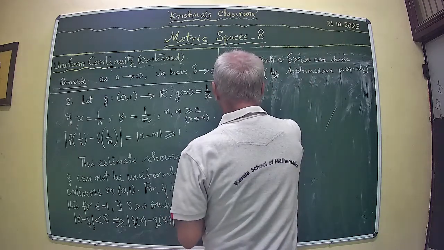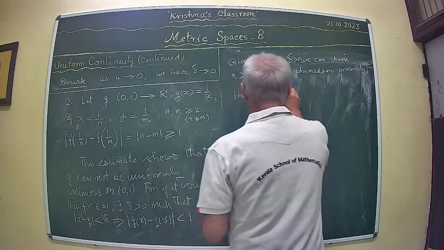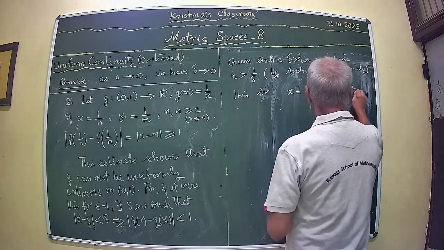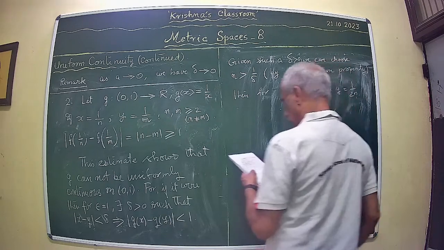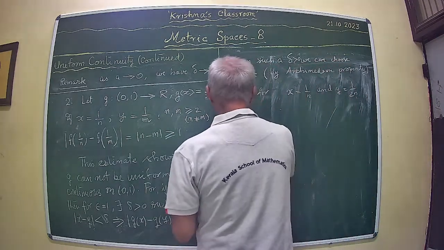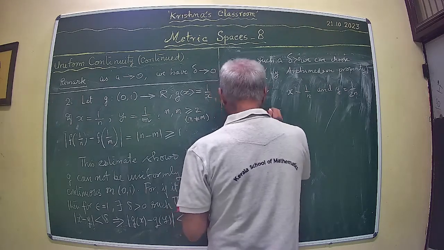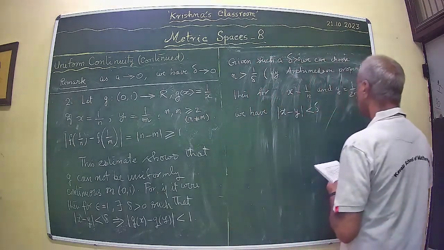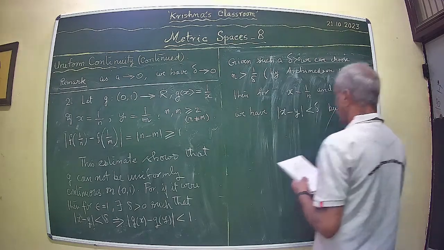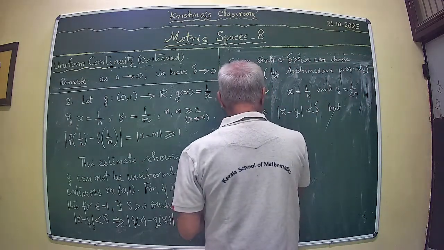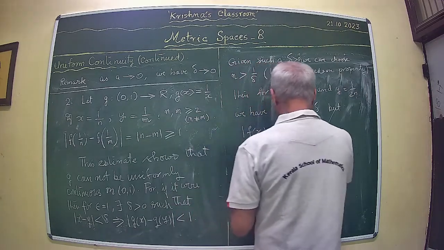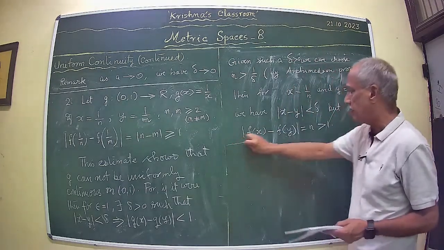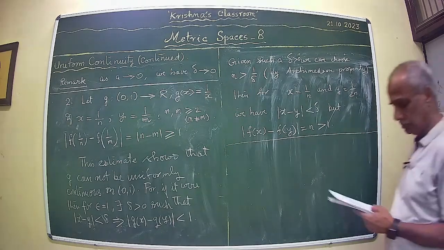Then for x equal to 1 by n and y equal to 1 by 2n, we have mod x minus y is less than delta, but mod f(x) minus f(y) is equal to n. So you see that this is not possible.